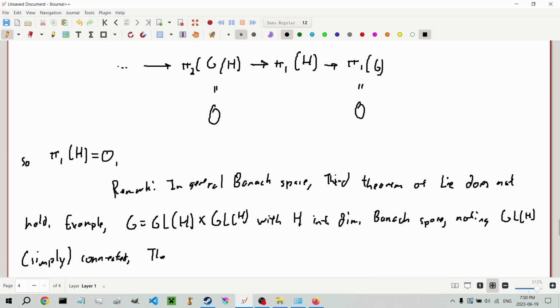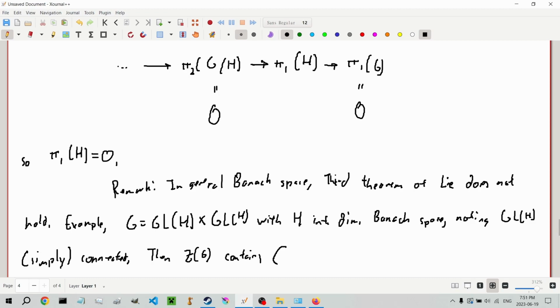Then the center of G contains, sorry, one second. Oh, never mind, I'm losing my mind.